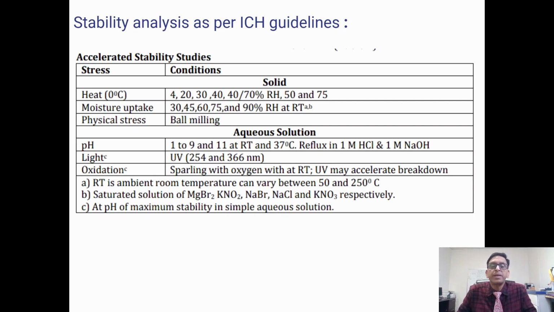Oxidation: the sparging of oxygen at room temperature and UV may accelerate the breakdown. RT is the ambient room temperature, which can vary from 50 to 250 degrees centigrade. Saturated solutions means magnesium bromide, sodium bromide, or sodium chloride can all be used respectively, and the pH of maximum stability in a simple aqueous solution can be determined.